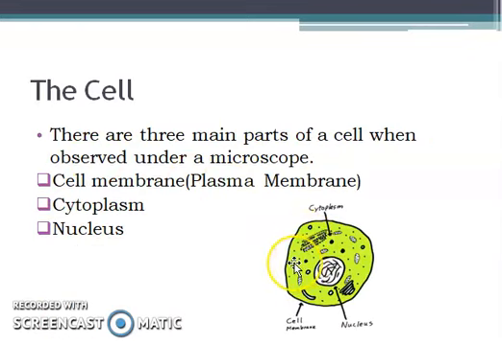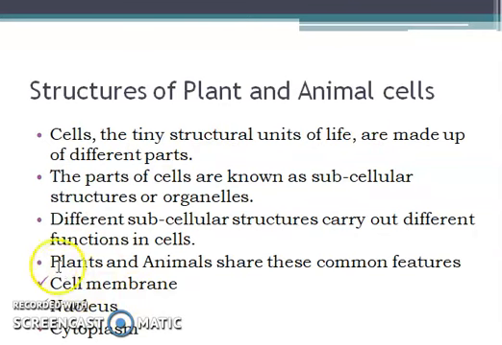We have mitochondria and ribosomes. Mitochondria is known as the powerhouse of the cell. Ribosomes are used for protein synthesis. There's chloroplast, which is used to produce food in plants. We will go into detail on that. Again, plants and animals share these common features. The cell membrane, the nucleus, and the cytoplasm are found in both plants and animals.